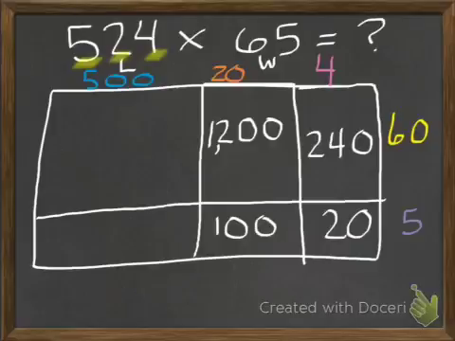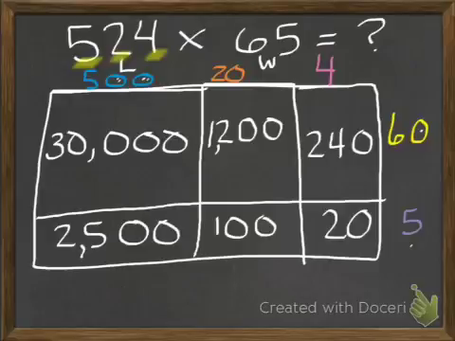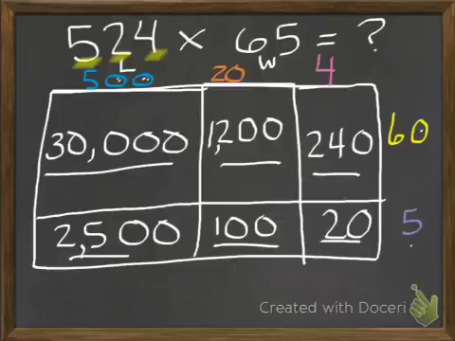And now I'm in the 500 column. 500 times 60, or 5 times 6 is 30. And there are 1, 2, 3 zeros, so I add those 3 in. Last but not least, 500 times 5. 5 times 5 is 25, and 1, 2 zeros. I filled in all of the area. I'm thinking about how this length times this width would take up these amounts of space. That's why this is called the area model.